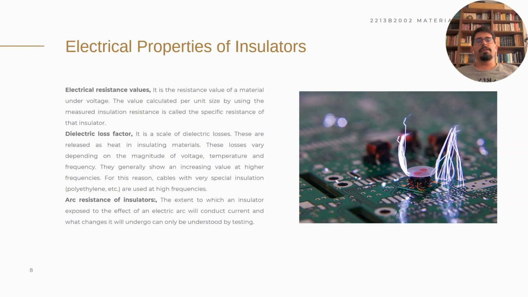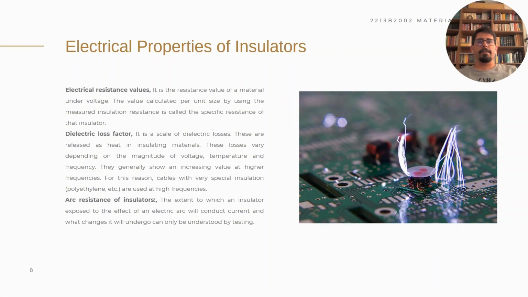Let's finish our discussion on the electrical properties of insulators with three more important points. First, we have the electrical resistance value. This is the amount of resistance a material shows when a voltage is applied. When we calculate it per unit size using measured insulation resistance, we call that the specific resistance of the insulator.